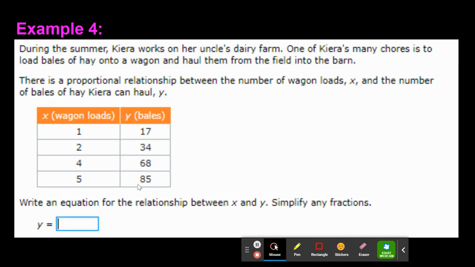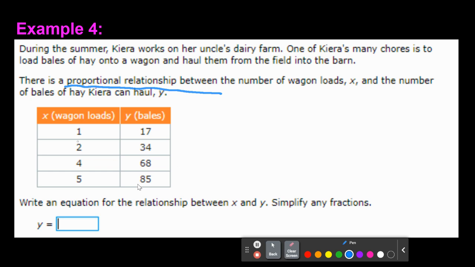During the summer, Kiara works on her uncle's dairy farm. One of Kiara's main chores is to load bales of hay onto a wagon and haul them from the wagon into the barn. They're telling you here there is a proportional relationship. There's no question about it. So we're not having to determine if there is one. We know there is one.